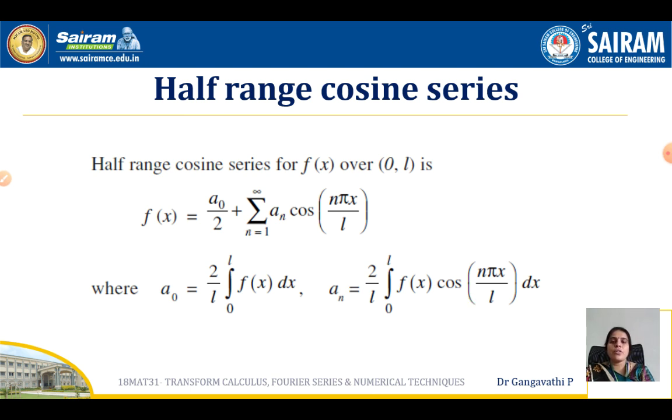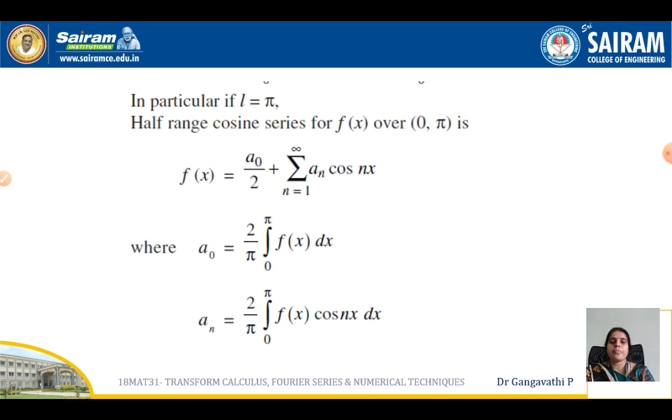Here we don't even know whether f of x is even or odd, but still the formula has 2 by L, whereas in the previous cases, only when the function was even did we take 2 times the integral. So you need to distinguish between these cases. In particular, if L becomes pi, then we have the half range Fourier cosine and sine series in the interval 0 to pi.